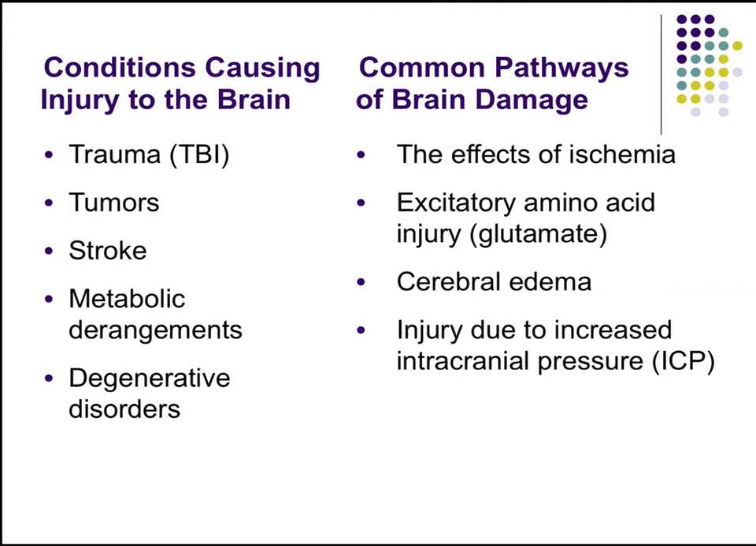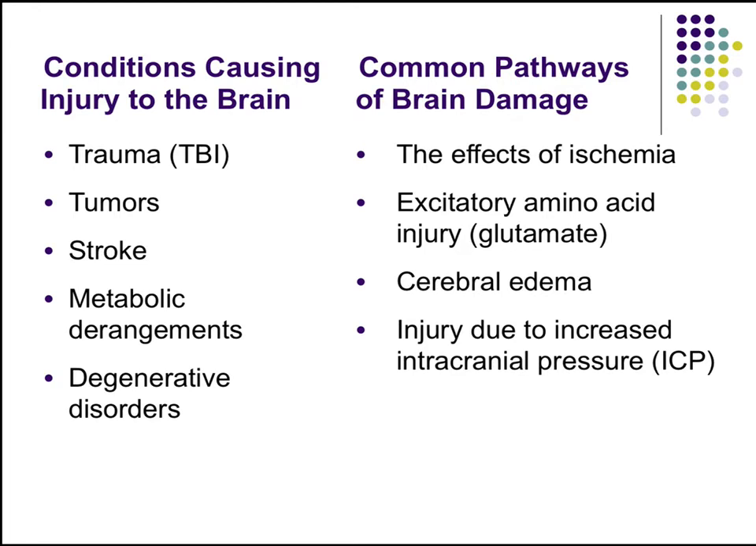So let's start off by talking about conditions that can cause injury to the brain, and then look at some common pathways through which brain damage actually occurs. Some common conditions include a traumatic brain injury. So if you're in an accident, that would be considered a traumatic brain injury. We also have tumors. So if you have a mass, a growth in your brain, that is a condition, as well as a stroke, metabolic derangements, and then different degenerative disorders.